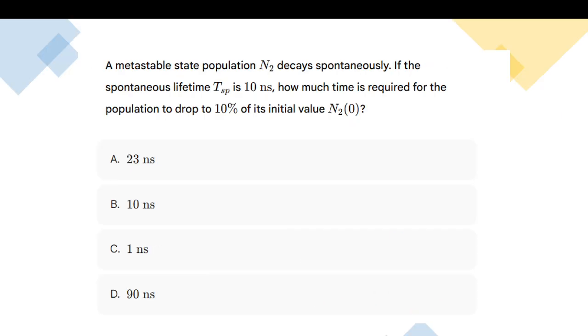Next question: A metastable state population N2 decays spontaneously. If the spontaneous lifetime del TSP is 10 nanosecond, how much time is required for the population to drop to 10% of the initial value N2 naught? Try to answer this.